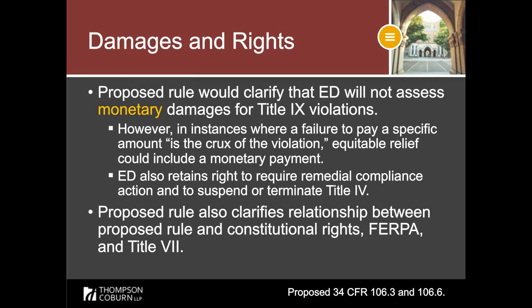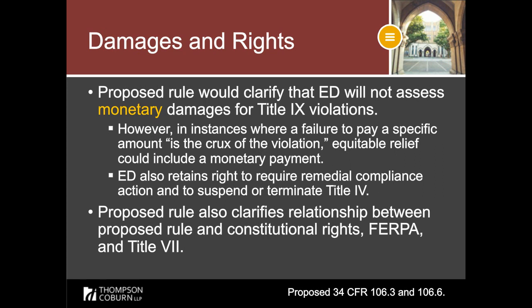The proposal will clarify that the department won't assess monetary damages for Title IX violations, which is already the case, right? The department doesn't typically assess monetary damages, but they could require a school to pay out some amount as part of equitable resolution, right? So they could say, and they give some examples in the commentary, if you, for some reason, took scholarships away from a group of women athletes and not the men athletes, they could say, well, you've got to reinstate the scholarships, and of course that would have a monetary consequence, but it's not monetary damages. It's an equitable remedy. And of course, the department retains the right to demand remedial compliance action or suspend or terminate institutions' participation in the federal financial aid programs.